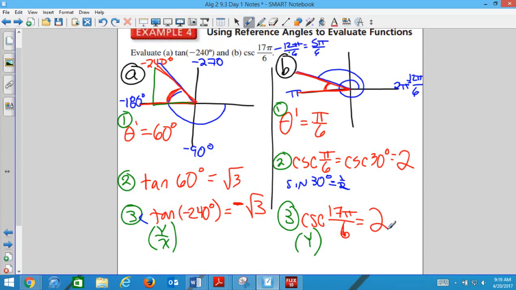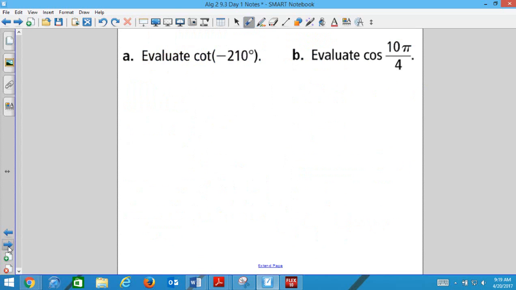Let me confuse stuff. Nothing yet? Okay, let's do another one. Number 4. Plenty of time.